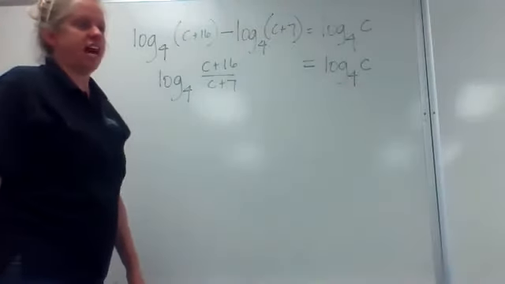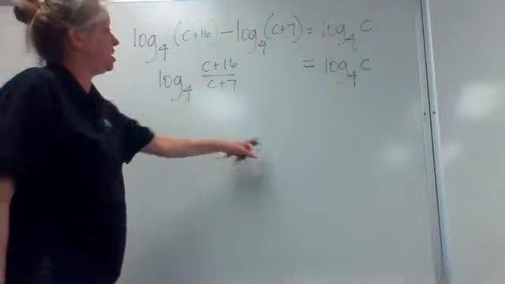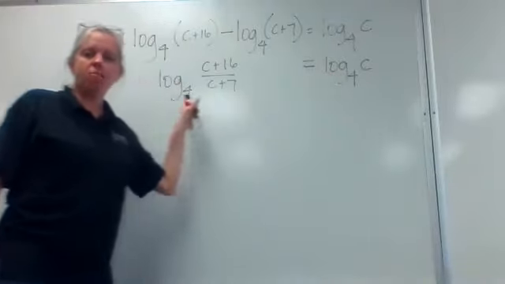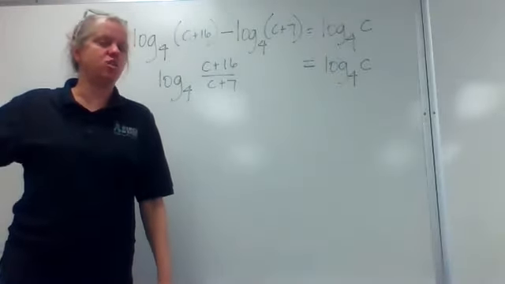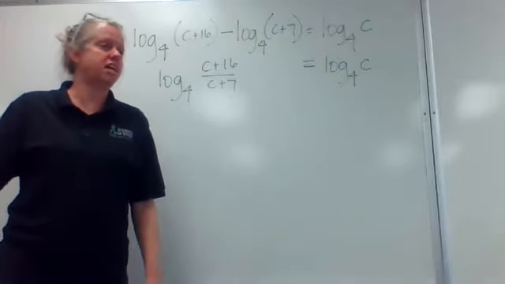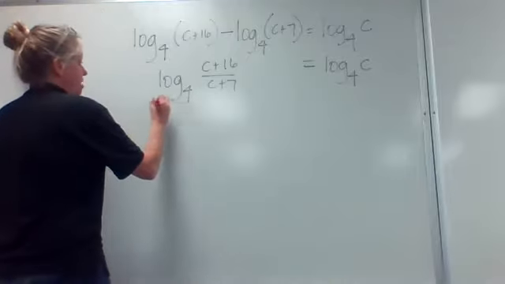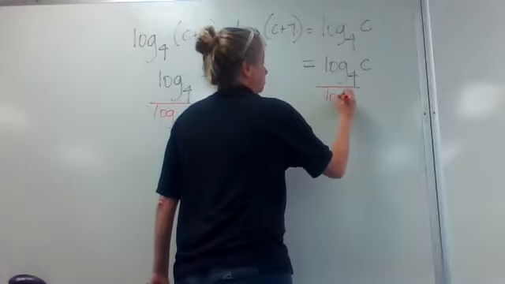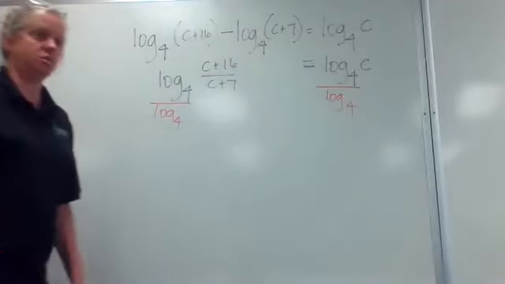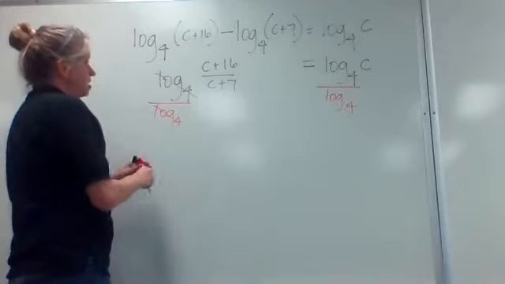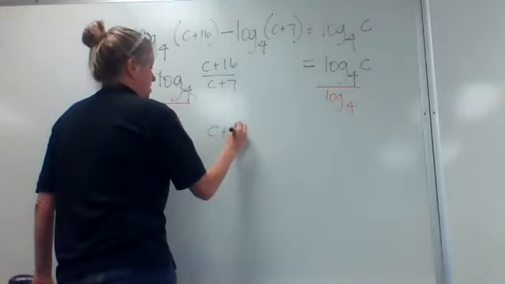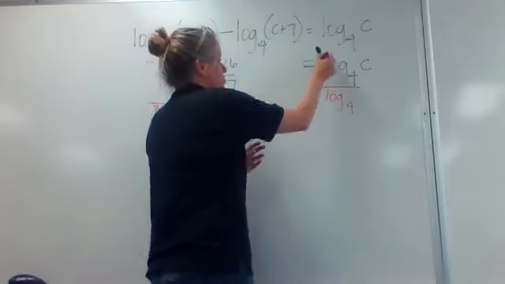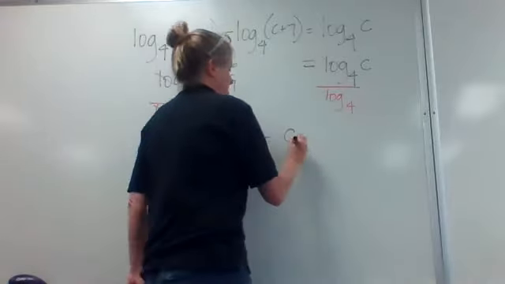So this one's different than the last one. At this point on the last one, I didn't have a log over here. But look, you've got log base 4 on both sides. I can do anything I want as long as I do it to both sides. So why not just divide both sides by log base 4? I'll just cancel them out. So now I just have c plus 16 over c plus 7 equals c.